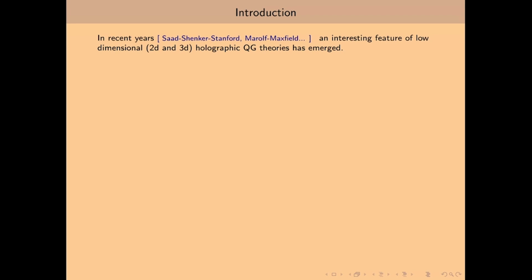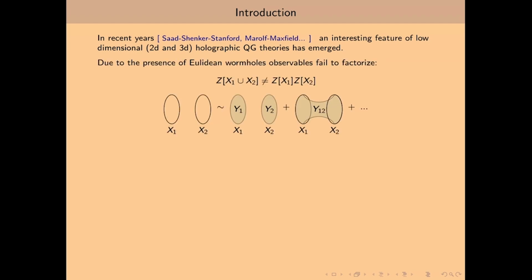In recent years, when we did the paper, maybe 5 years ago now, it became understood that in low-dimensional gravity theories, at least the theories which you define with a Lagrangian, there is an interesting feature: Euclidean wormholes are present, and they imply that the partition function of the theory with disconnected boundary does not factorize. There has been a lot of literature on this topic, and by now I wouldn't say it's settled, but it reached a steady state in some sense.